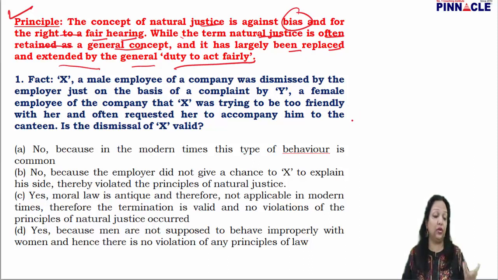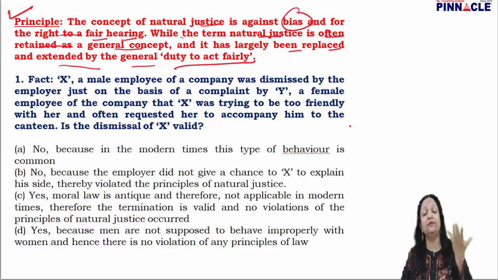What is meant by duty to act fairly? That means that a person should be given an impartial hearing. He should be given a full opportunity to present his side of the case. Justice should not only be done, it should even seem to the other person that it has actually been done. So this is your principle.